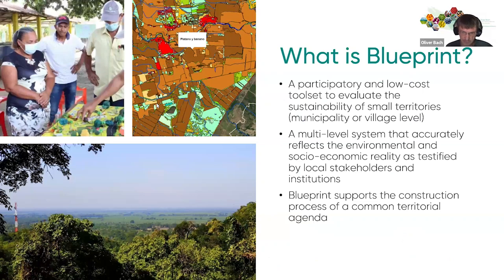What is Blueprint all about? It has three main features, and we'll get into more detail. First of all, it is participatory, at its maximum expression, I would say. It is also pretty low cost. And it is made to evaluate small territories, village level, community level, maximum municipality size, nothing of province or department. That's too broad. We are really interested in the local stakeholders and their benefit in the rural communities.